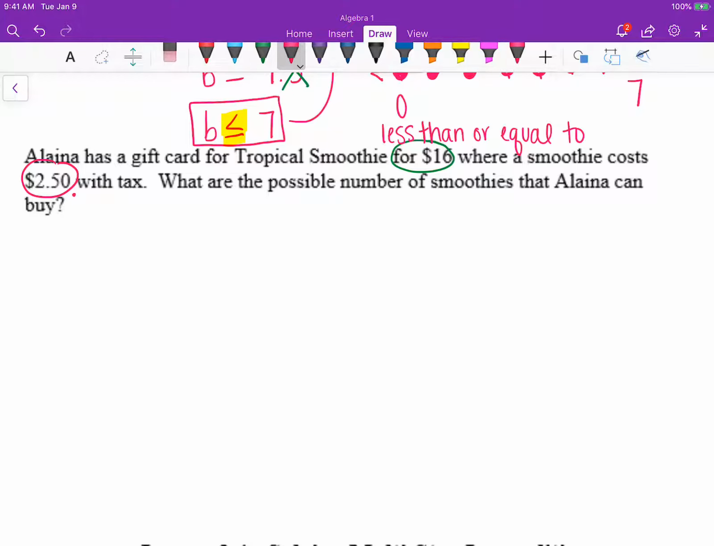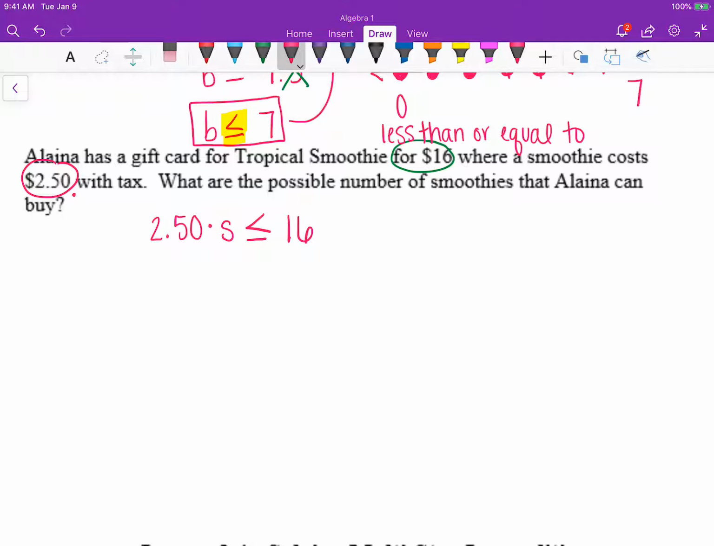And we want to know what are the possible smoothies that Elena can buy. This one does not make us do a graph or anything, but we're actually going to because it's kind of a tricky one as well. So with this one, we're going to start with how much a smoothie costs, which is $2.50. Since that's each smoothie or per smoothie, we're going to multiply. And we don't know how many smoothies she buys, so I'm just going to use S for smoothies. But we do know that she only has $16, so we have to stay less than or equal to $16.